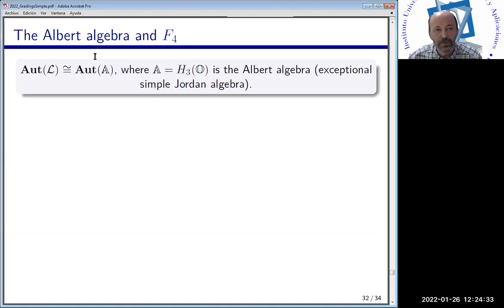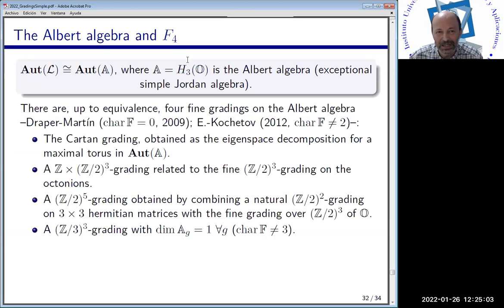The group scheme of automorphisms is isomorphic to the group scheme of automorphisms of the Albert algebra, the algebra of 3 by 3 Hermitian matrices over the octonions. And then again, it's easier to deal with gradings on this Albert algebra, although historically this was not done in this way. At least over the complex numbers, gradings were classified first in the Lie algebra setting, and then moved to the Albert algebra. But it's easier to deal with this algebra, which is an algebra of dimension 27.